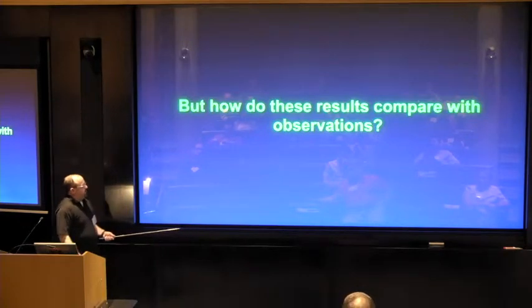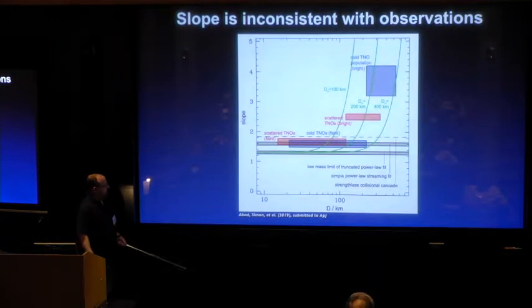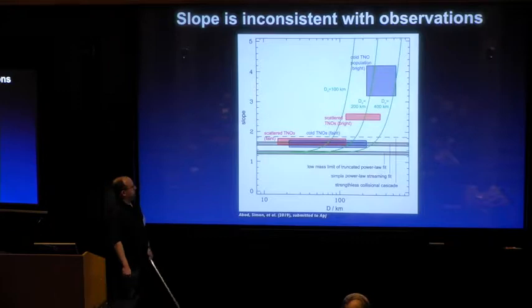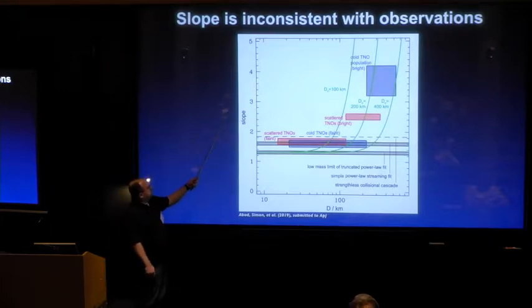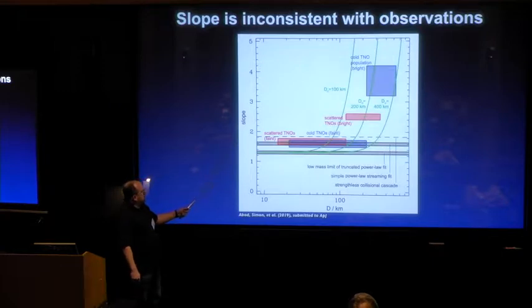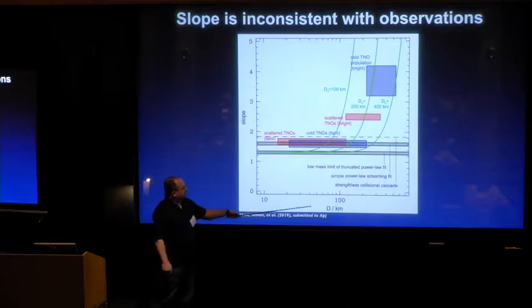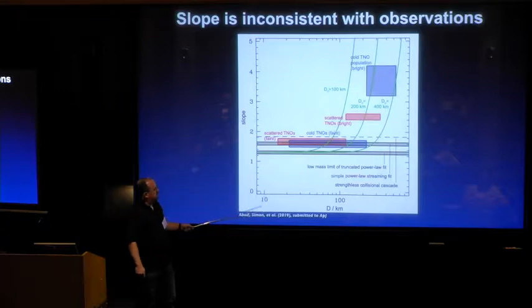What about observations? This is also a plot from that paper that we recently submitted to APJ. It shows the slope, or the p-value, or p prime equivalently, of a mass function for different planetesimal sizes in diameter here.